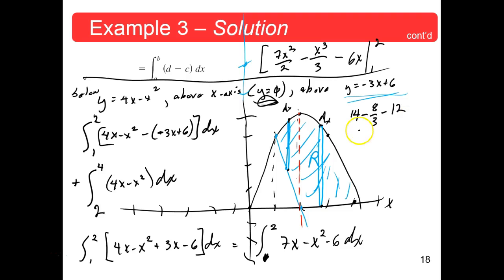Minus, now let's do the same thing, but we're going to plug in 1 for the values there. 1 squared is 1, so that will be 7 halves minus 1 cubed, 1/3, minus 6, right? All right.